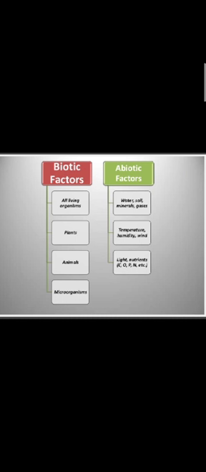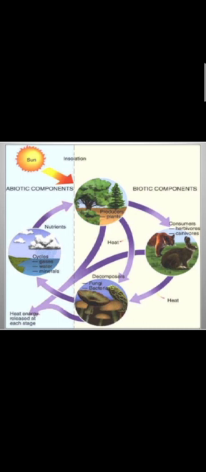This environment has two basic factors or components, that is biotic factors and abiotic factors. Examples of biotic factors are all living organisms like plants, animals and microorganisms, and abiotic factors include water, soil, light, minerals, gases, temperature, wind, nutrients, etc. In this picture you can observe the biotic and abiotic components.